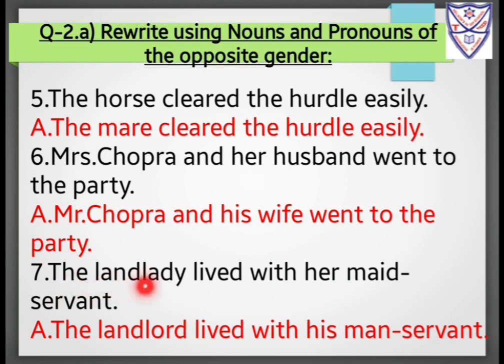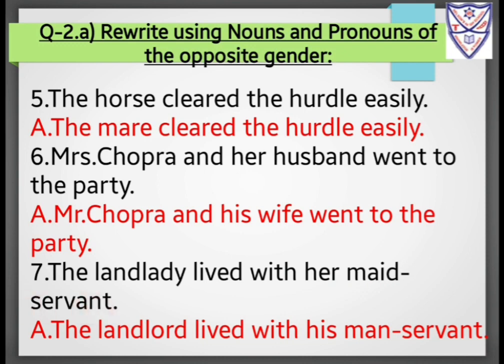Number 7, the landlady lived with her maid servant. Over here landlady is a noun. So we will replace it by using the opposite gender. It will be landlord. Landlady is feminine gender. Its opposite will be landlord. Lived with her. Over here again her is a pronoun. So instead of using her, we will replace it by the opposite form of pronoun. It will be his. His we are using for masculine gender.